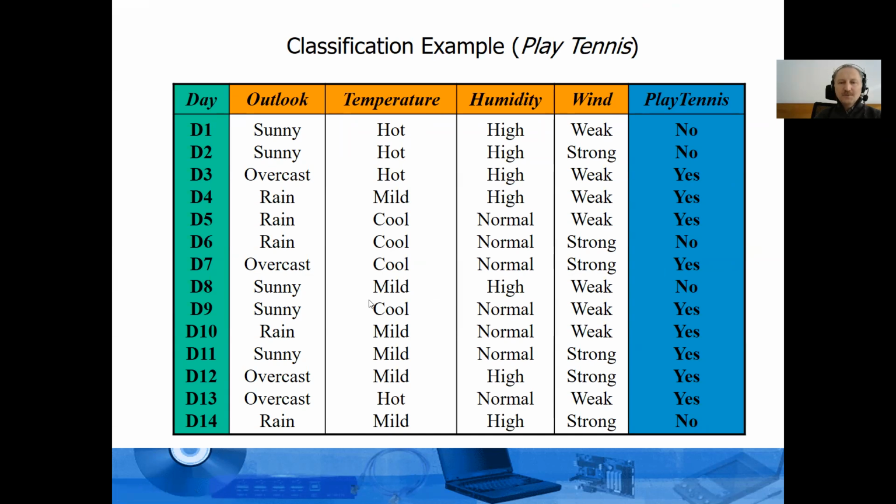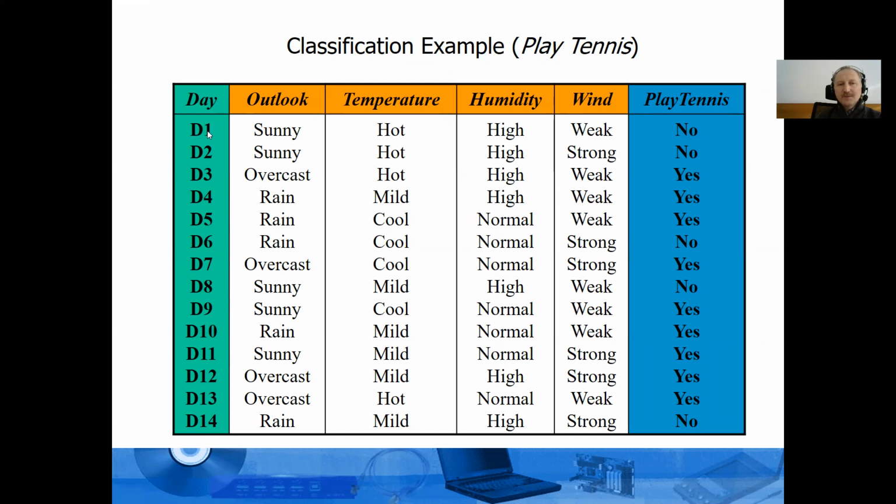This is one of the benchmarking datasets, especially for the decision tree algorithm, to test the decision tree algorithm's performance. For example, in this dataset, what is there? We have four inputs, and then we want to know if they will play tennis or not. They watched the weather and collected experimental data for 14 days.